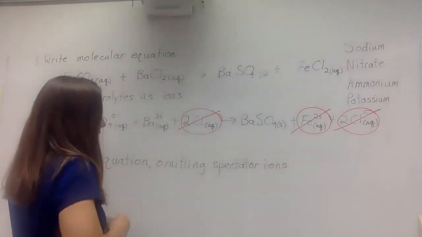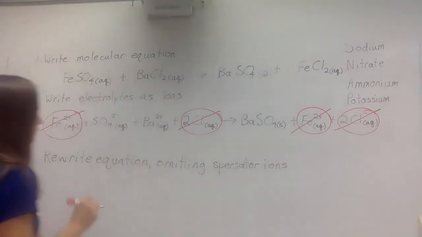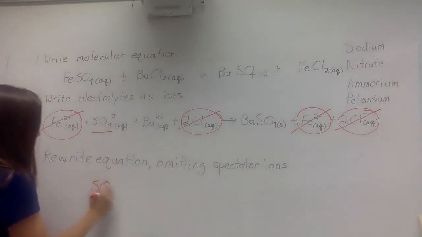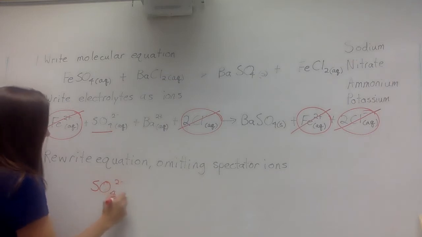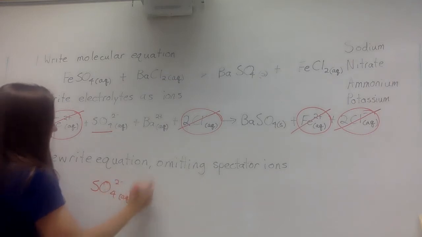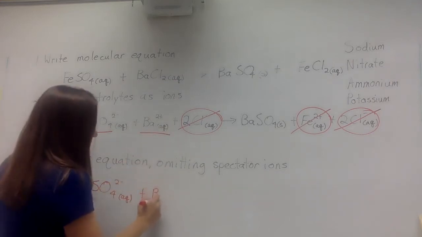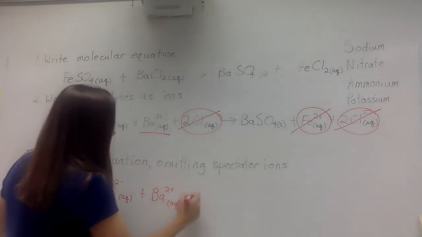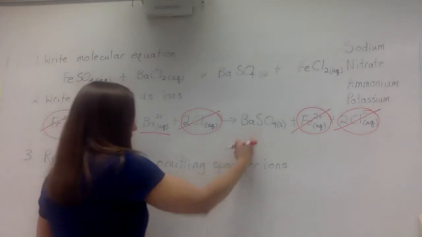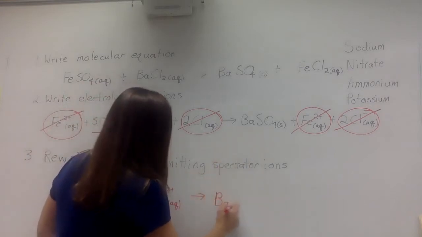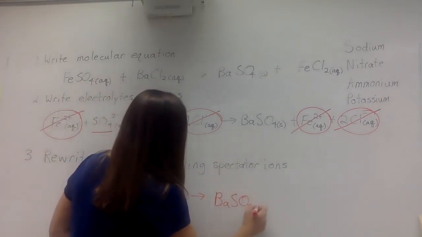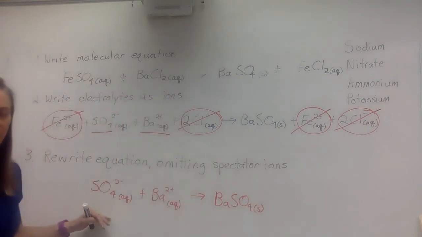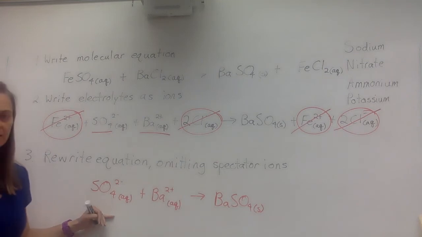Okay, so now we're going to rewrite our equation, but we're going to omit those spectator ions. So that means I need to include the sulfate ion. It was not a spectator. I need to include the barium ion, also not a spectator. And then I need to include the barium sulfate solid. And we've now written our net ionic equation.